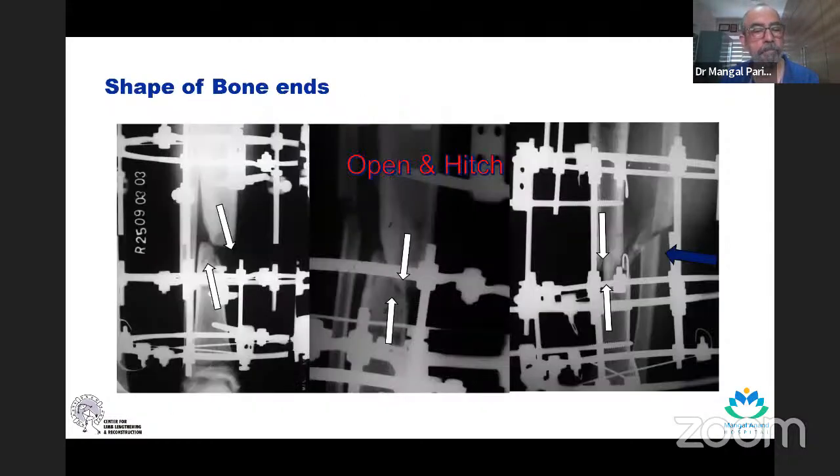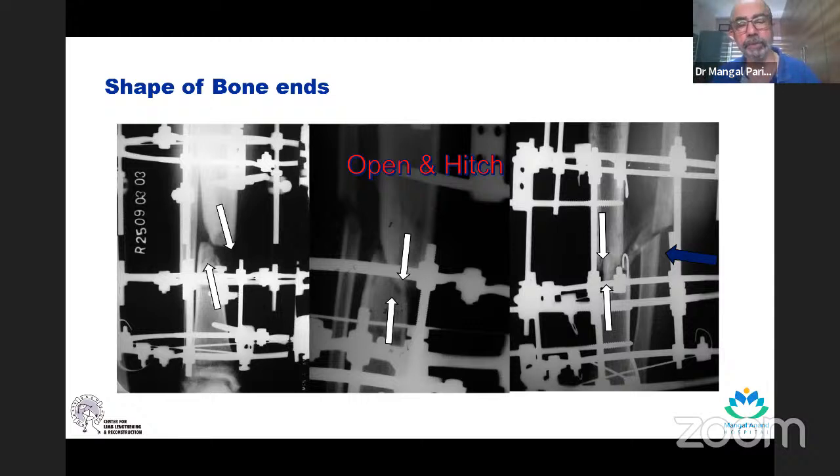The other thing sometimes is if your bone ends are not transverse. And I'm not a big fan of getting the bone ends transverse, because when you get bone ends transverse, essentially you're shortening the bone a little. So you're adding in terms of time.